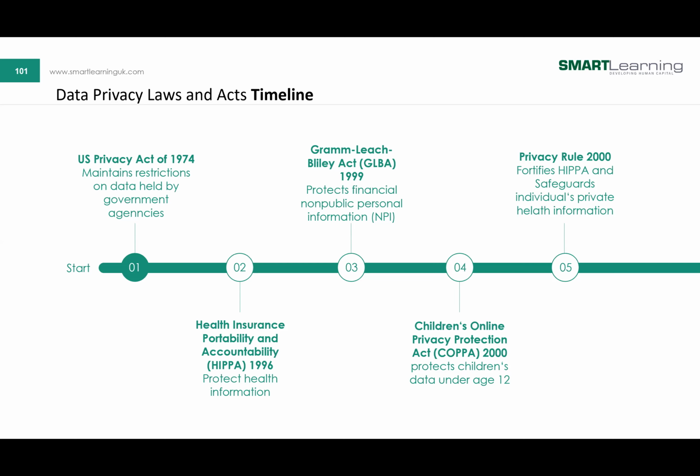The fourth is COPPA, the Children's Online Privacy Protection Act of 2000. It protects the data of children under the age of 12. How should that data be accessed? Should there be a parent by the side? What if they go past the age specified within that act? So it gives guidance on how children's data should be accessed and what protection should happen to it. And then, of course, the Privacy Rule 2000 fortifies the HIPAA and safeguards individuals' private health information. That's where we are.